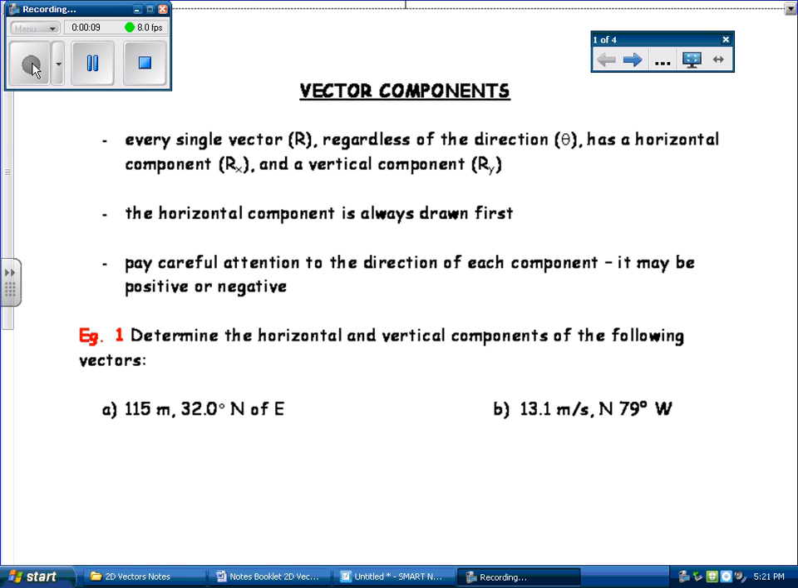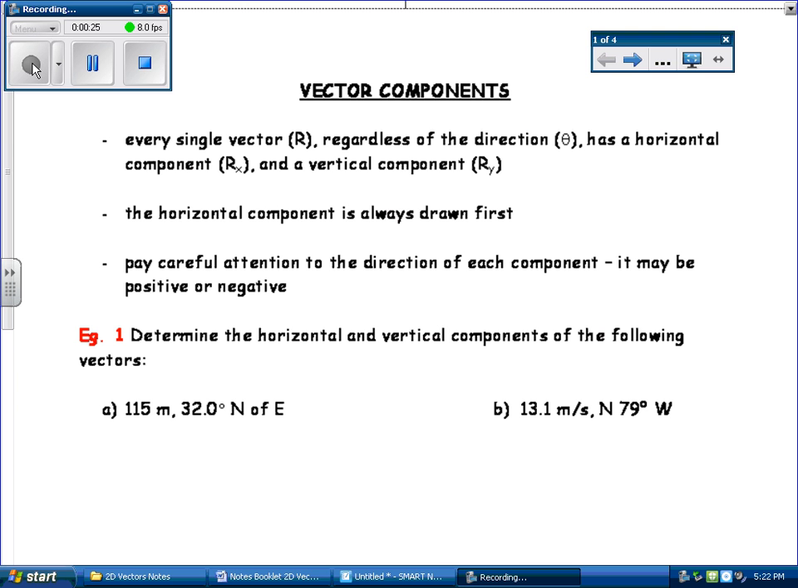What I want to talk to you guys about today is vector components, or components of vectors. It's an important concept to learn for a number of reasons. It helps us solve vector problems at right angles, as well as when we start to solve them at non-right angles. We use vector components to do that.